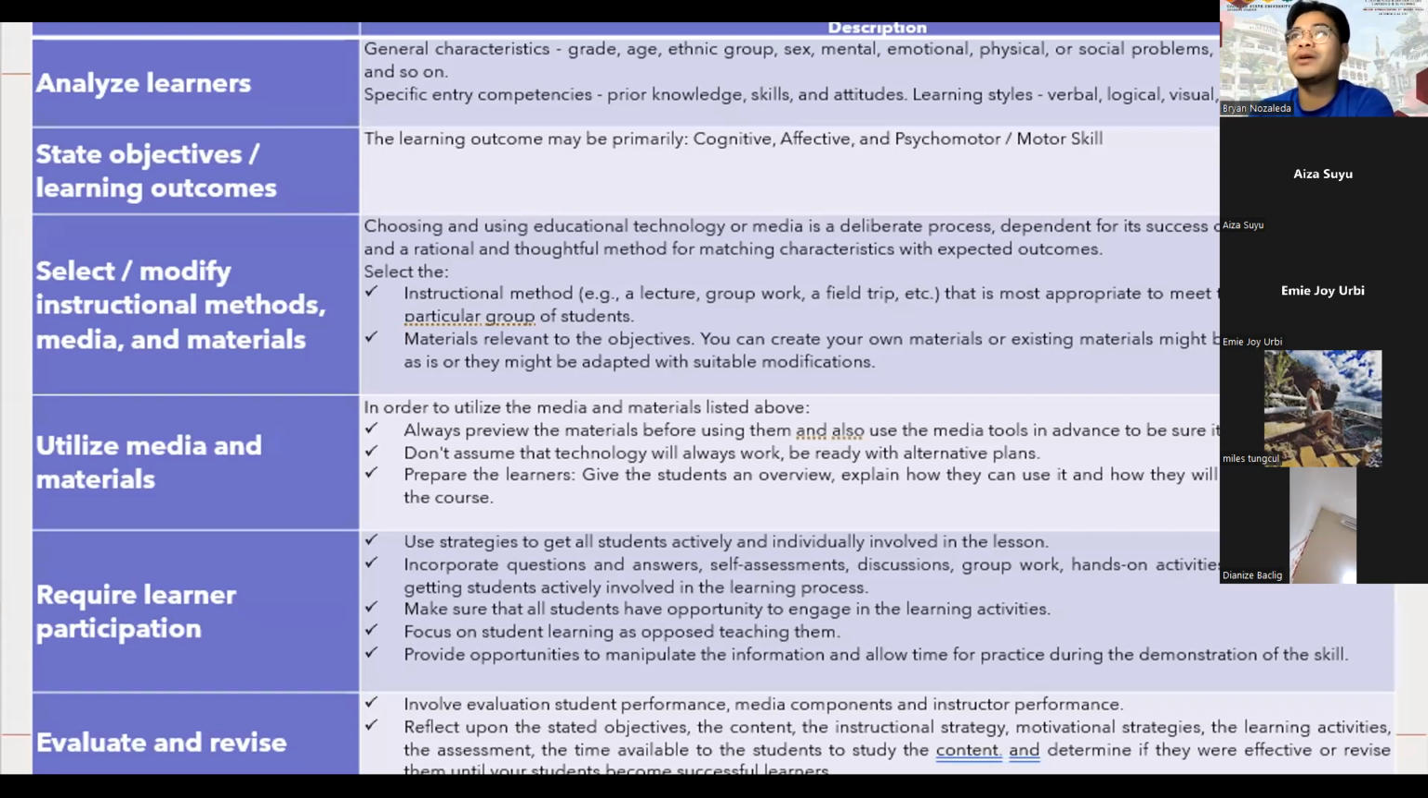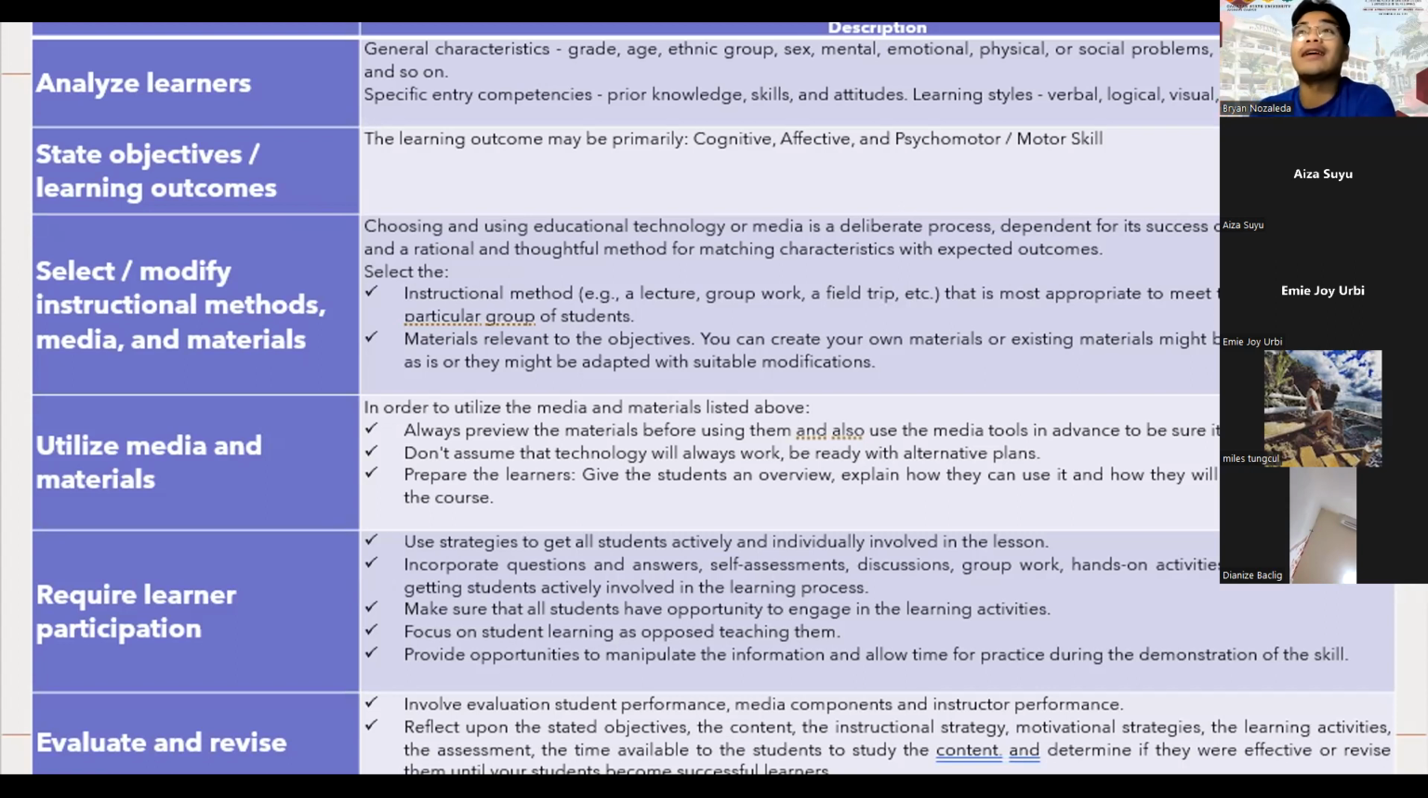Ang ibig sabihin lang nito is kilalanin mo kung sino yung mga learners mo so that you could design an effective instruction. Okay? So halimbawa, most of your students cannot speak good English. If your students are mostly indigenous students, they are coming from indigenous groups, then they cannot speak good English. So should you continue delivering your instruction in English? Should you use materials that are in English?